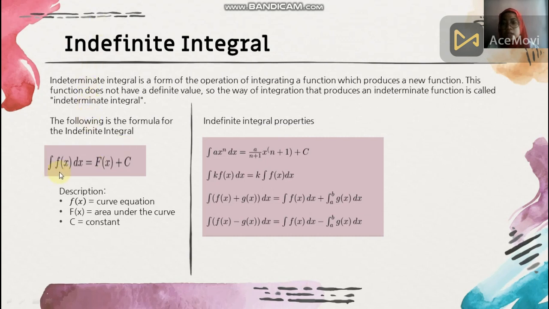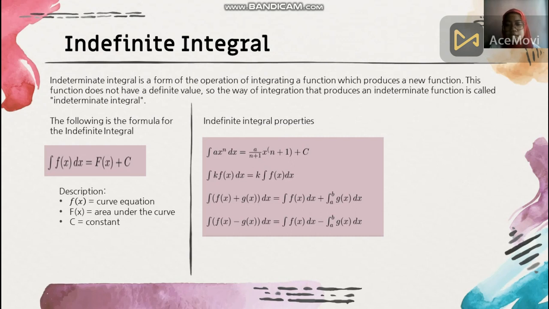The indefinite integral of f(x) is equal to F(x) plus c. Description: f(x) is the curve equation, F(x) is the area under the curve, and c is a constant. Next, indefinite integral properties. 1. The indefinite integral of a times x to the power of n is equal to a over n plus 1 times x to the power of (n plus 1) plus c.